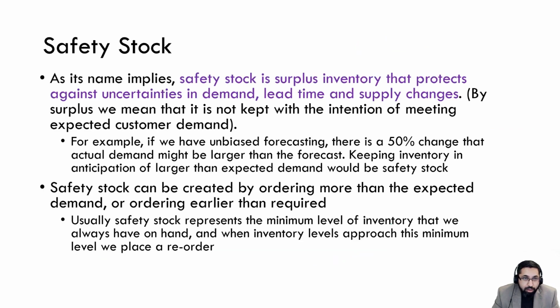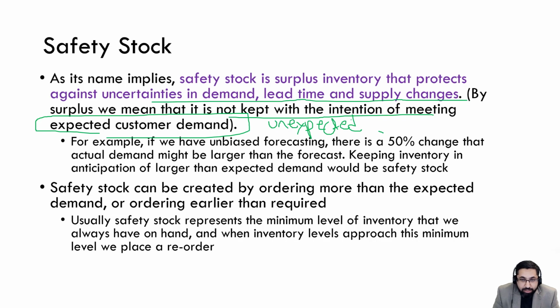Safety stock is a surplus inventory that protects against uncertainties in demand, lead time, and supply changes. By surplus, we mean it is not kept with the intention of meeting expected customer demand. It's kept with the intention of meeting unexpected demand. So if I expect the demand to be 100 next week, but I know that my expectation may not be reality, actual demand might be more than 100. So I might say, okay, I'm going to produce 100 at least because I expect to sell 100, but maybe I should produce 20 extra because demand can be higher than my expectations. So the 20 extra would be your safety stock.